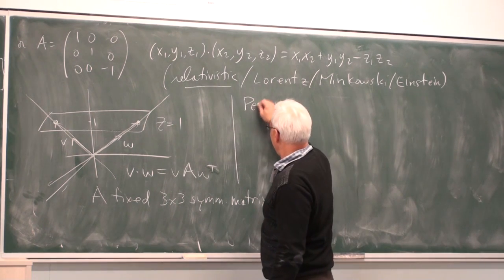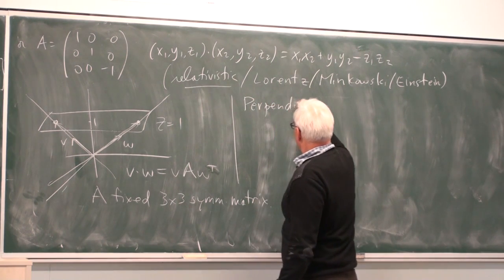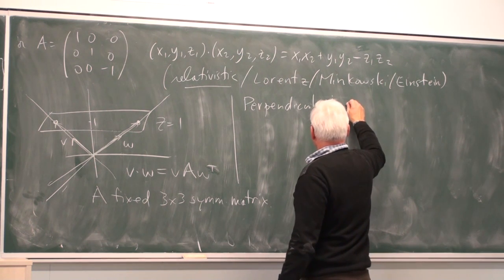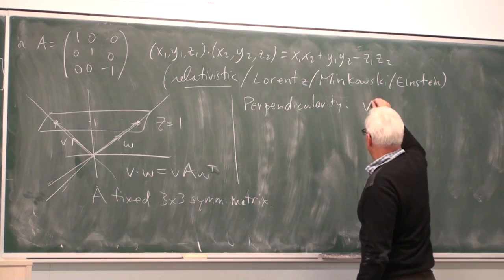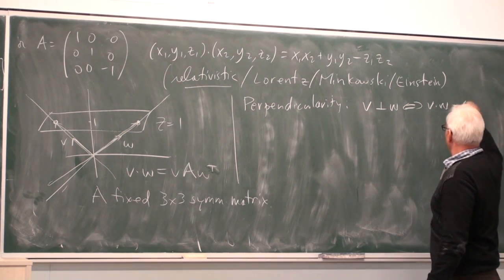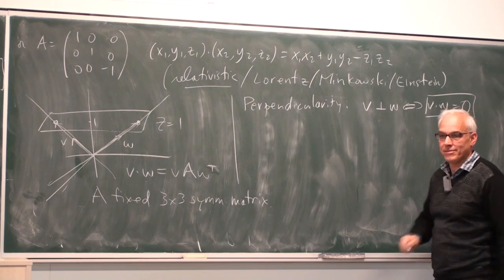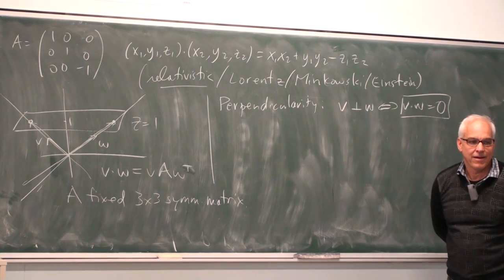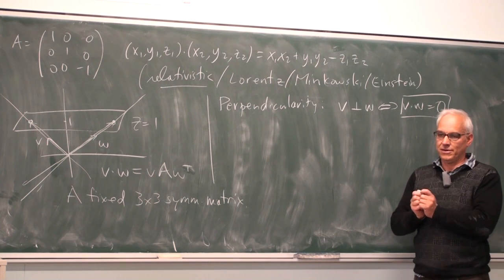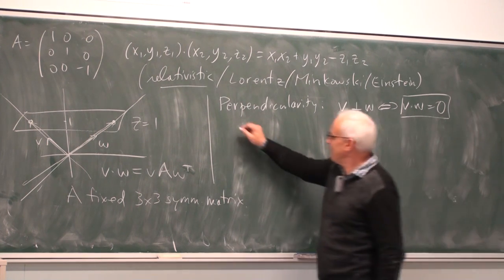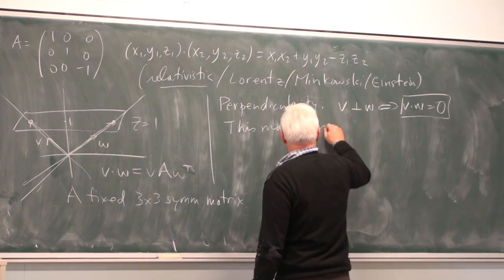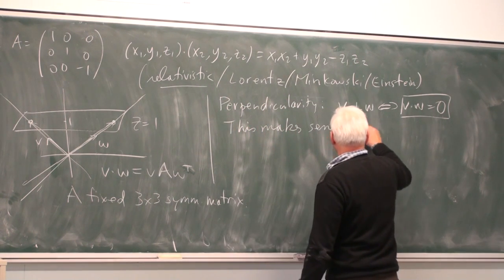So perpendicularity is defined by v is perpendicular to w precisely when v dot w equals 0. And that notion makes sense projectively.